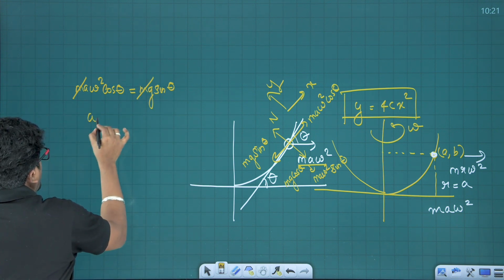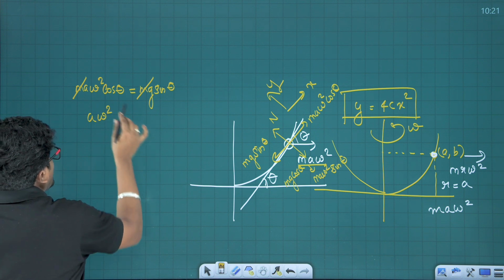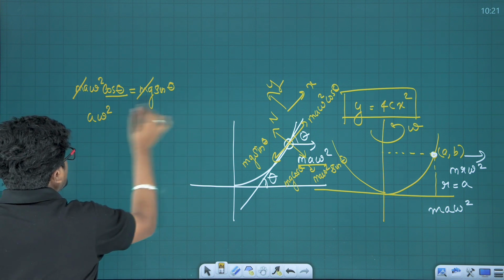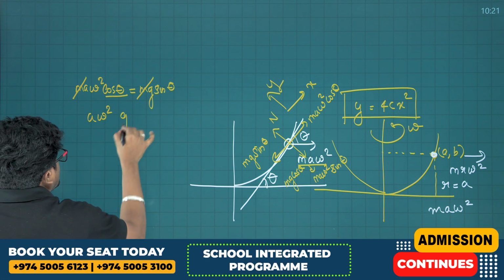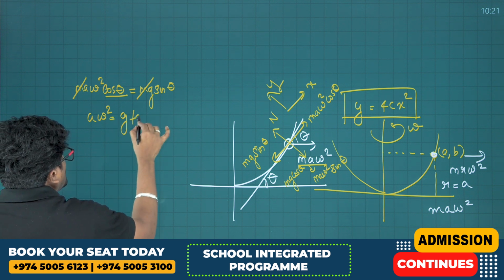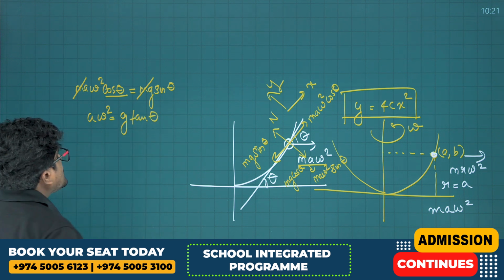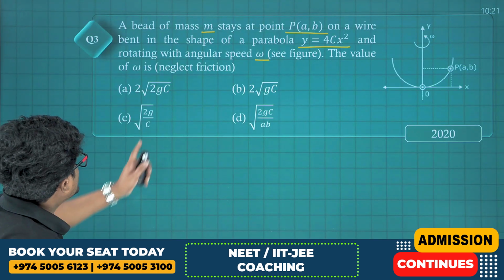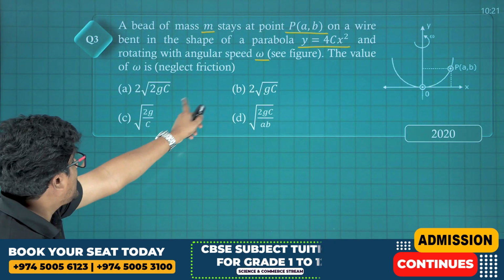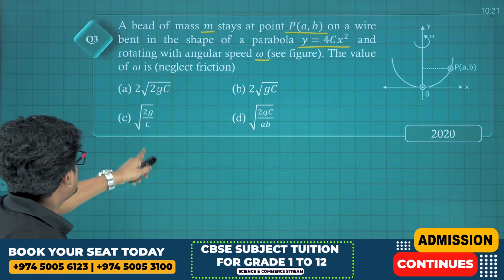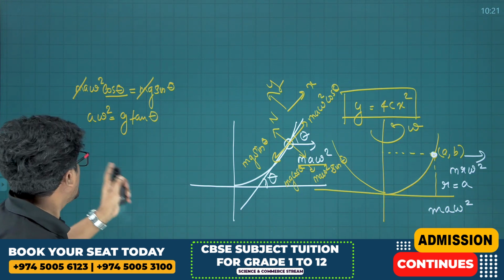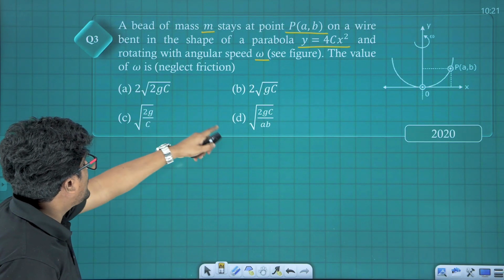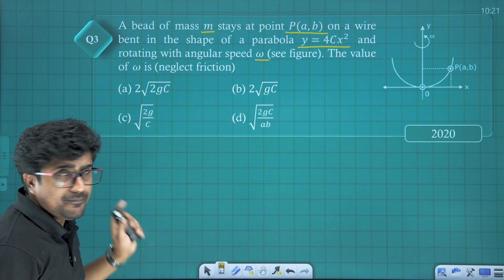Now, a into omega square, if I take this here, that's going to be equal to g into tan of theta. Sin theta by cos theta is tan theta. Fine. Now, the question here is we need to get the value of omega, and you can check here, the sin theta cos theta term is not at all there. Only the terms we are having over here are g, c, a, b.